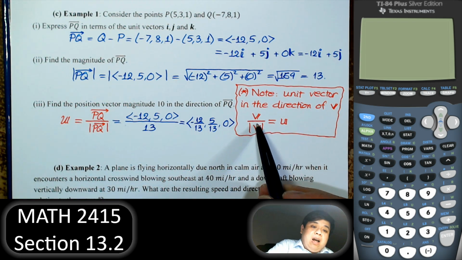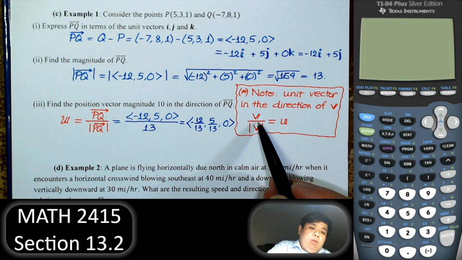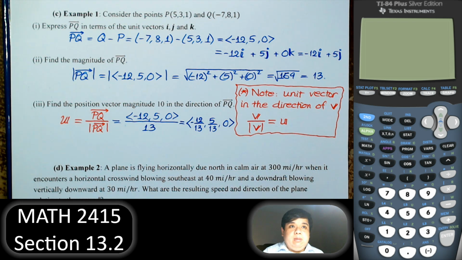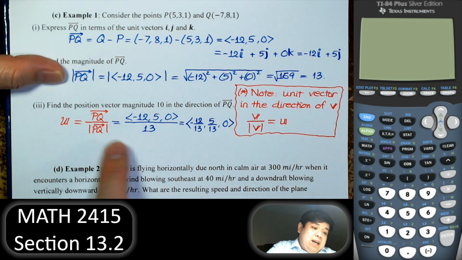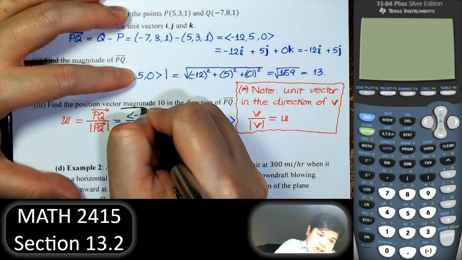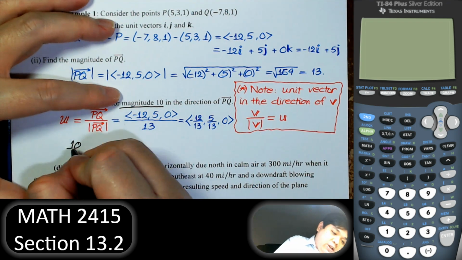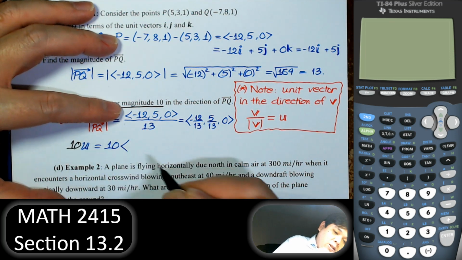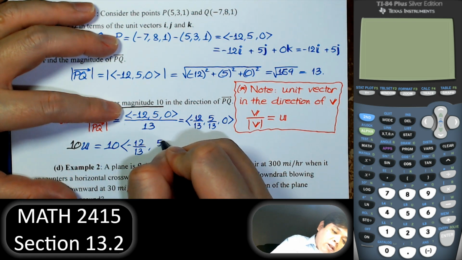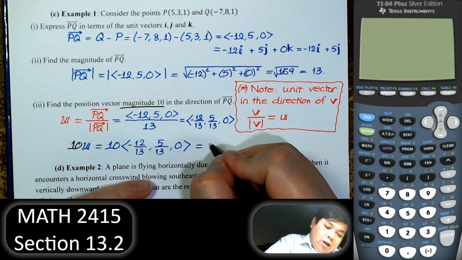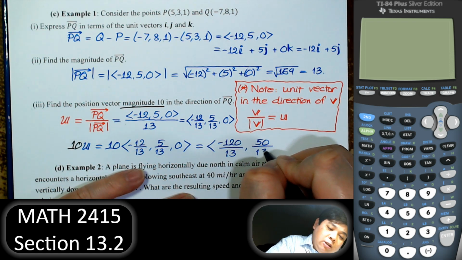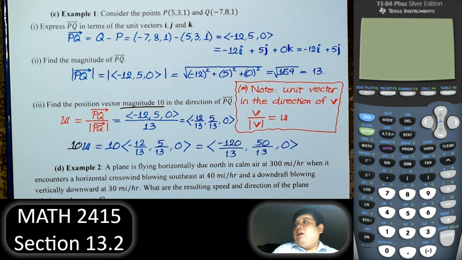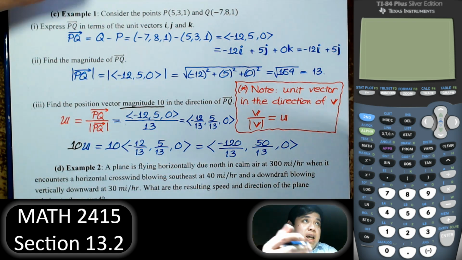When we divide vector v by a scalar, or multiply by 1 over a scalar, so pretty much when we multiply a number by a vector, we do not change the direction. Multiplying or dividing by a scalar does not change the direction. Now we want the magnitude to be equal to 10. So what we do is multiply vector u by 10. We have 10 times negative 12 over 13, 5 over 13, and then 0. So we have negative 120 over 13, 50 over 13, and then 0. It's simple enough. We just do the same thing but in 3 dimensions.